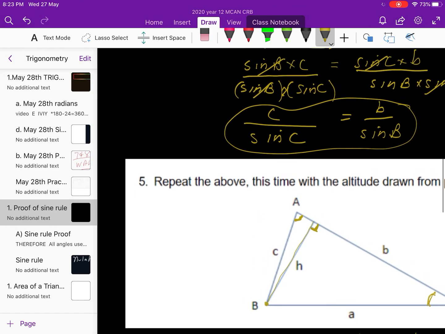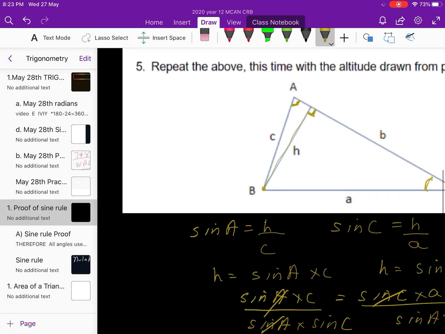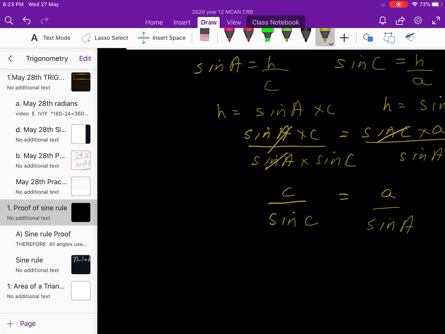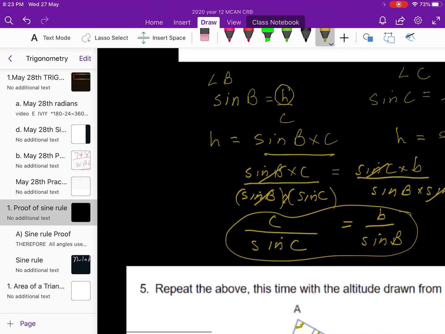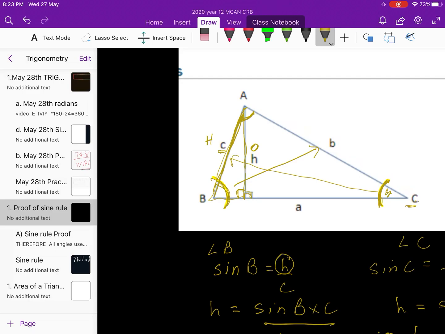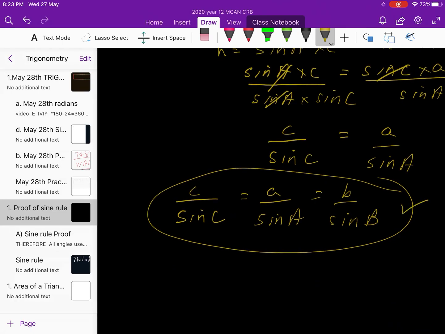Now you see that we already had this. So all three of these, C over sine C, A over sine A, and B over sine B, are all equal. So the sine rule is basically little c over sine big C is equal to little a over sine big A, which is equal to little b over sine big B. That's the sine rule. And basically you're drawing height lines into a non-right angle triangle and using some trigonometry.